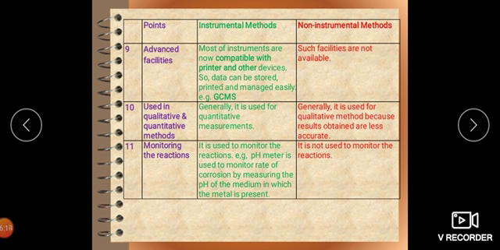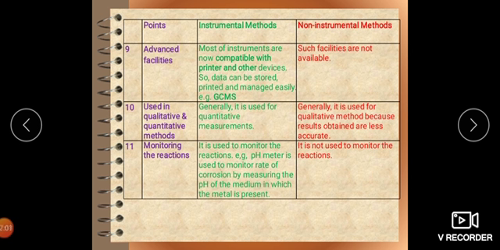Number 9, advanced facilities. Most of the instruments are now compatible with printers and computers, so data can be stored and printed easily. Example, that is GCMS, gas chromatography and mass spectroscopy. But such a facility is not there in the non-instrumental methods. Instrumental methods are used for quantitative measurements, while non-instrumental methods are generally used for qualitative purposes, which are less accurate.